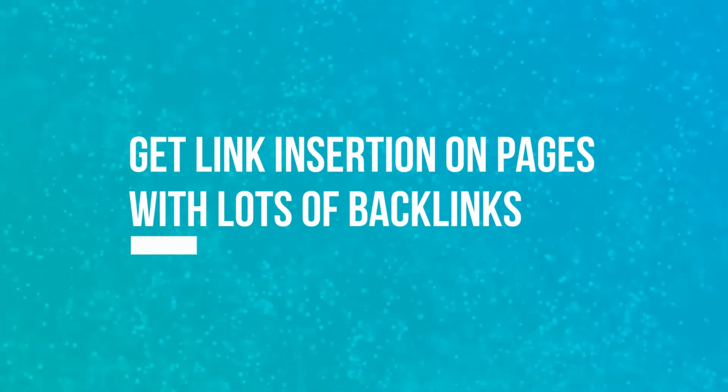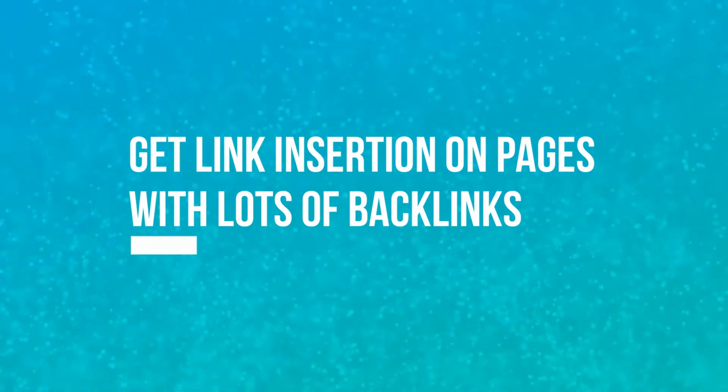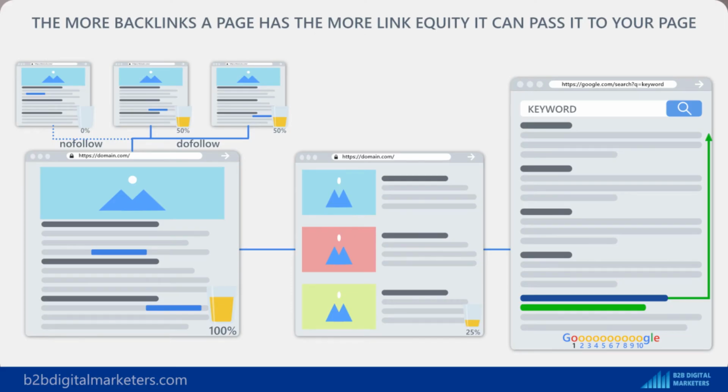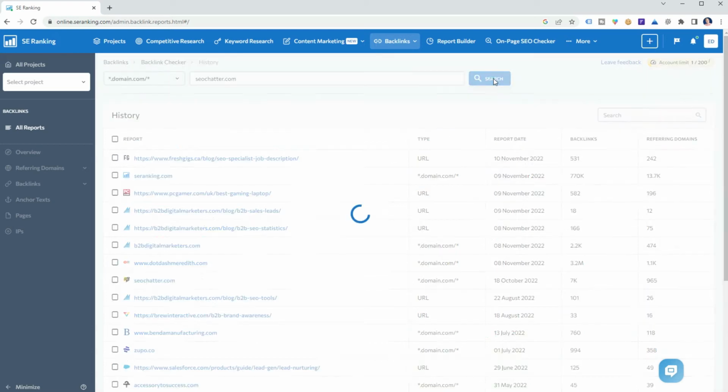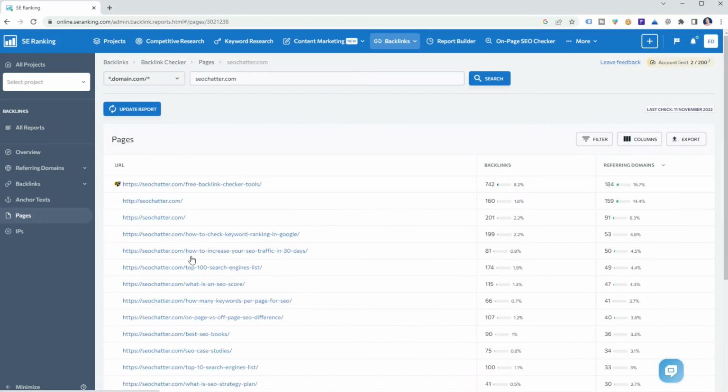The first link insertion best practice is to always search for pages on a website that have a lot of backlinks pointing to that page. This is because the more backlinks the page has, the more link equity it can pass to your web page. Usually, when a website allows a link insertion, they allow it on all of their blog posts in 99% of cases. So what you want to do is find their blog posts with the most backlinks. You can use tools like SEO Ranking Backlink Checker, and in the pages report you can see the top pages by backlinks or referring domains.